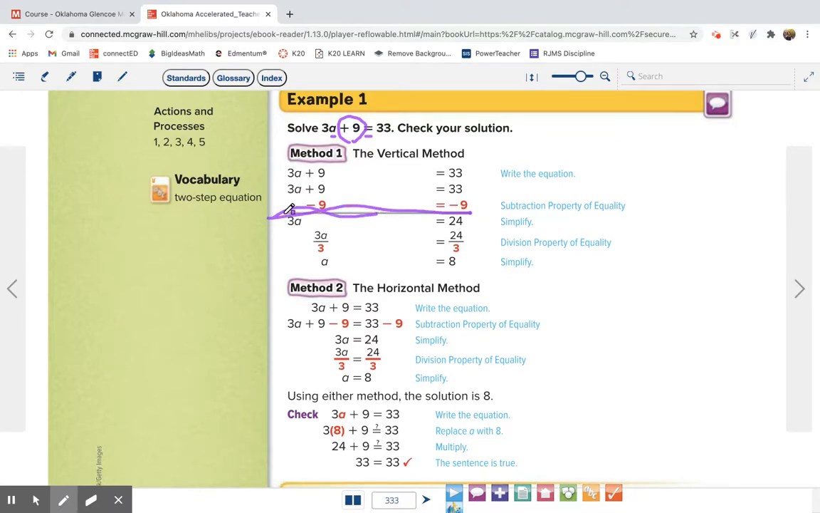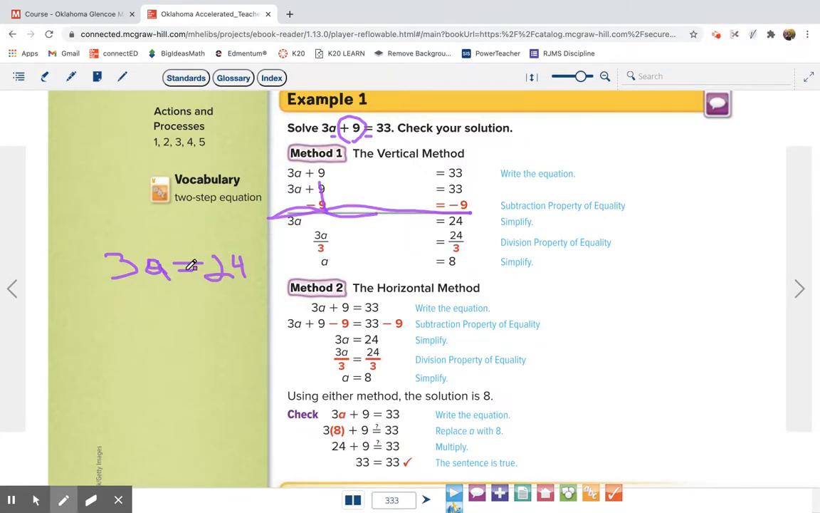Then it's just one big subtraction problem. This 3a, there's nothing under it, so it comes straight down. 3a, 9 minus 9 cancels. That equals 0. We have an equal sign that comes down. And then you have 33 minus 9, which is 24. So this is your new equation. They have it really spaced out, but it is now 3a equals 24. Okay, that's an a. That looks like a 4. 3a equals 24.